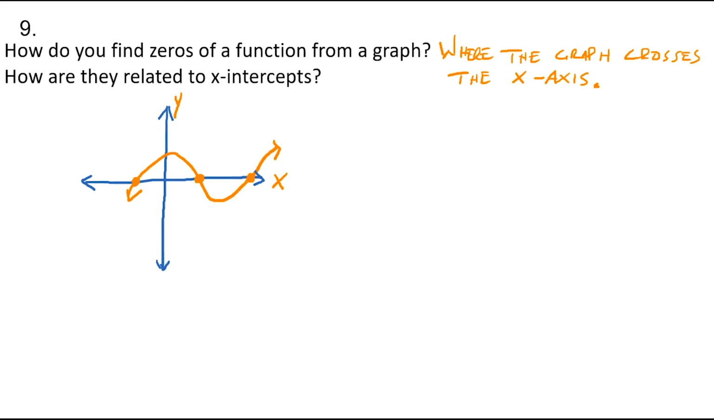Next, how are these zeros of a function related to x-intercepts? Well, again, whenever you have an x-intercept, let's just give this some numbers here. Let's call this -2, we'll call this +2, and then we'll call this 4. Since these are all x-intercepts, the y values will always be zeros for your x-intercepts.